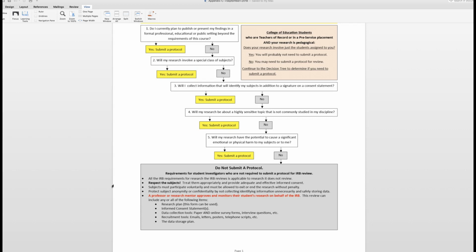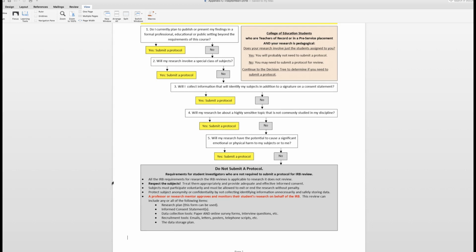Probably in most cases you don't want to, unless you're doing some kind of survey. If you're doing a survey, obviously you're collecting information, but ideally no other students will know, even if they know they're in a study, who you're collecting information from and who you're not. I'm going to be monitoring subject anonymity and safely storing data.